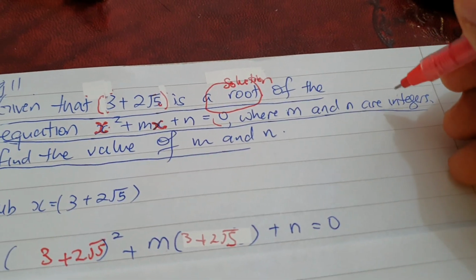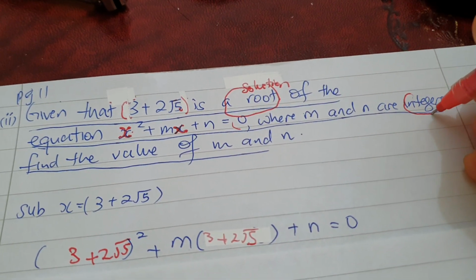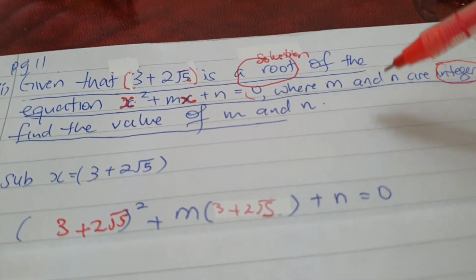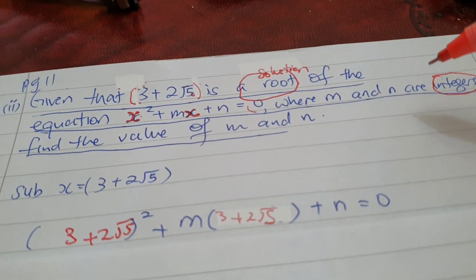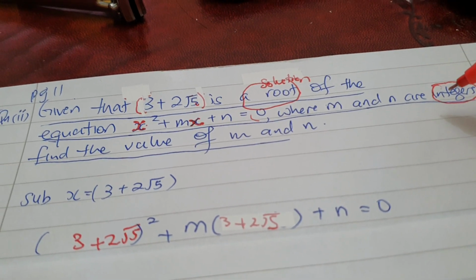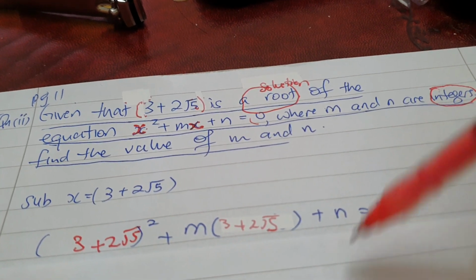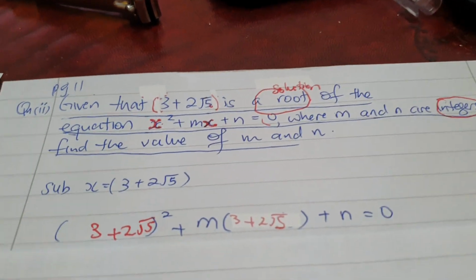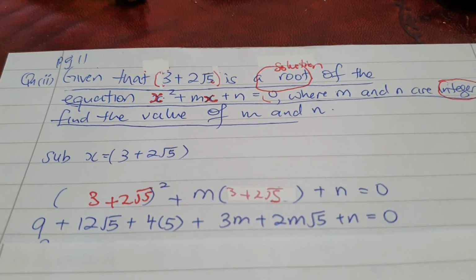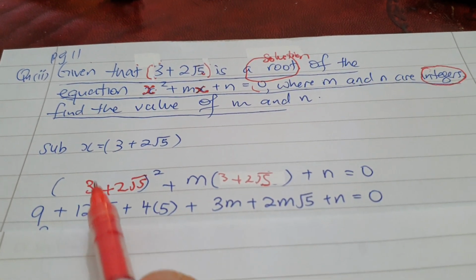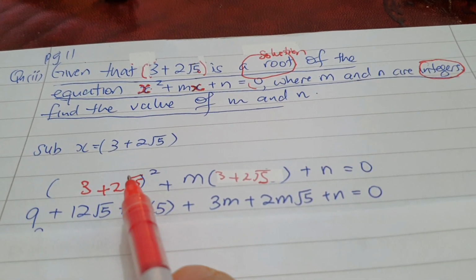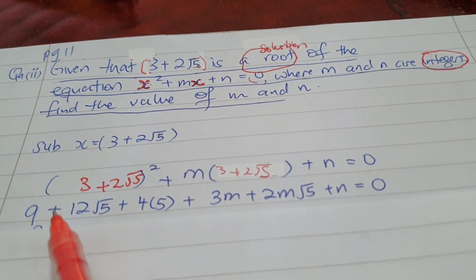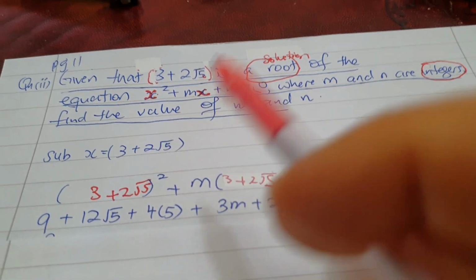Now this statement is very important because it tells you that your final answers for m and n cannot be a fraction, cannot be a decimal, it has to be an integer. Alright, so this serves as a check to see whether later your answer is correct. Now, what we need to do now is to expand this first. So in order to expand this, take note, it is not 9 plus 4 times 5. There is this term here that many of you always miss out.